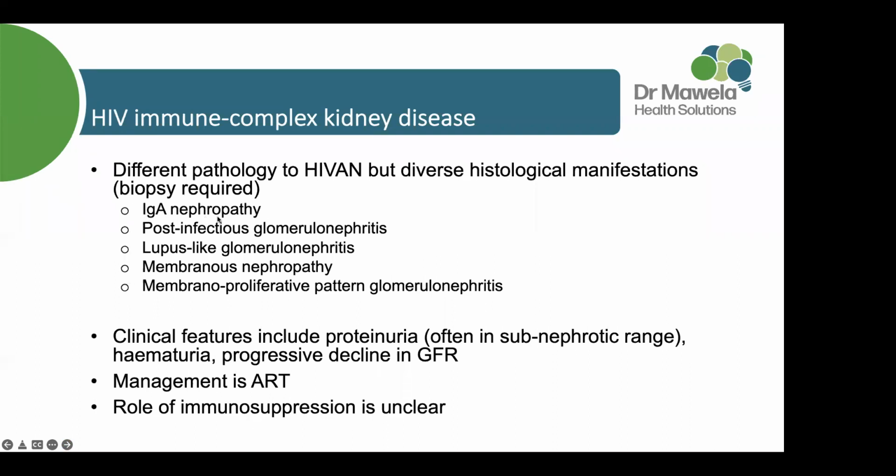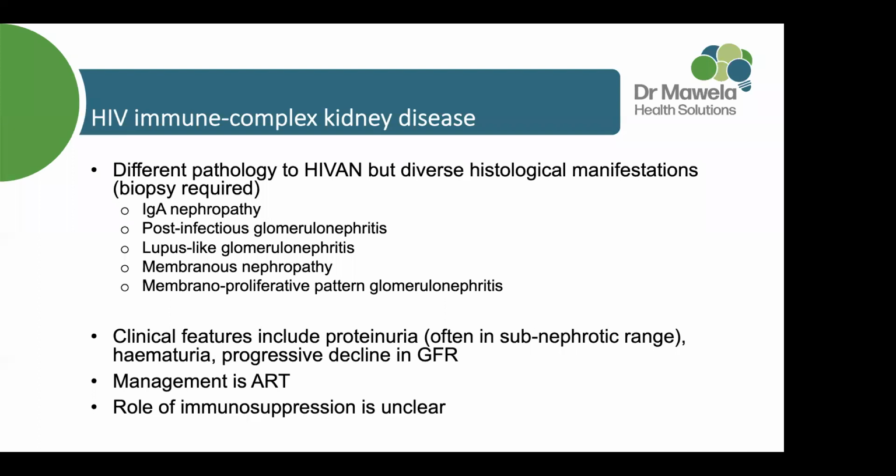It could be isolated IgA nephropathy, post-infectious glomerulonephritis, post-streptococcal glomerulonephritis, a lupus-like nephritis, or membranous nephropathy. So you can see that each of these conditions is unique, right? And it requires that a diagnosis be confirmed so that you can give appropriate treatment to your patient, right?